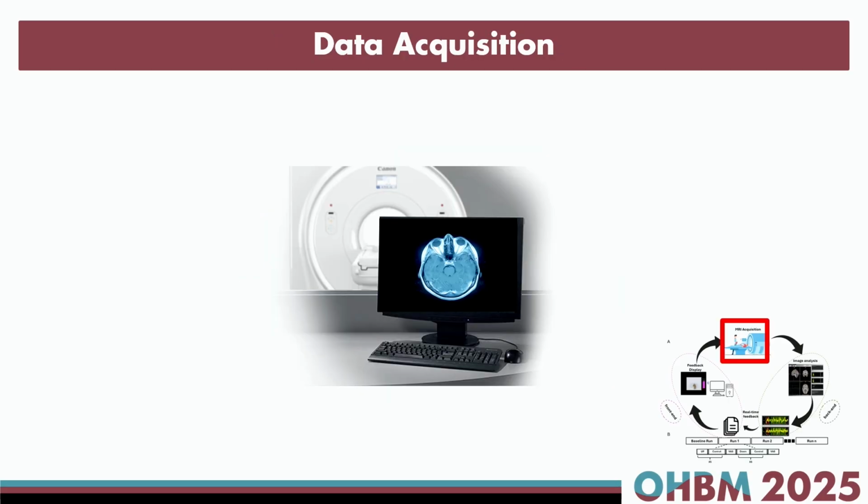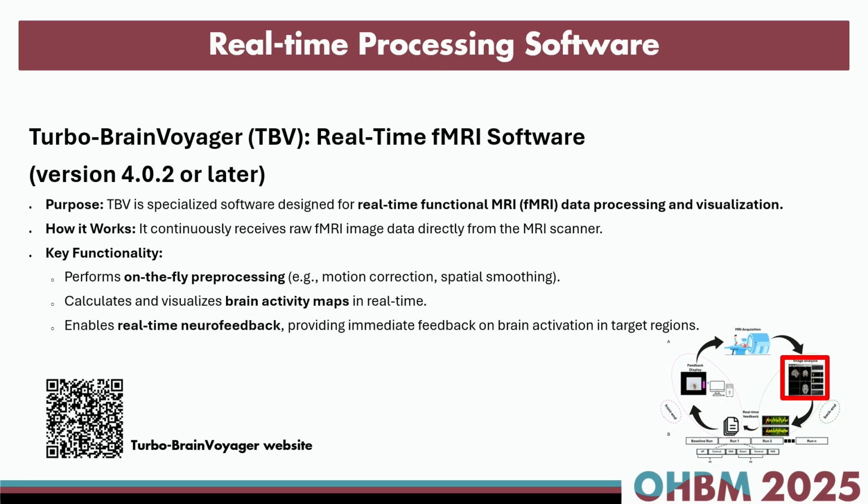We'll start with receiving data from the scanner. And the next step would be Turbo Brain Voyager. Chao and Sampras mentioned Turbo Brain Voyager before, and it is also one of the tools that you can use for real-time data processing.